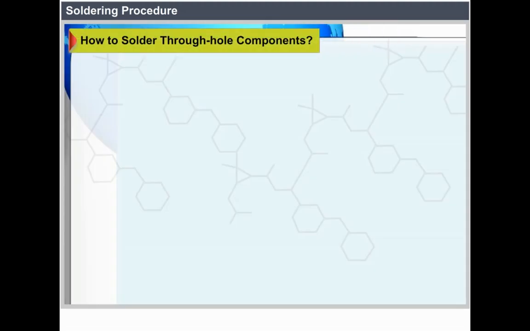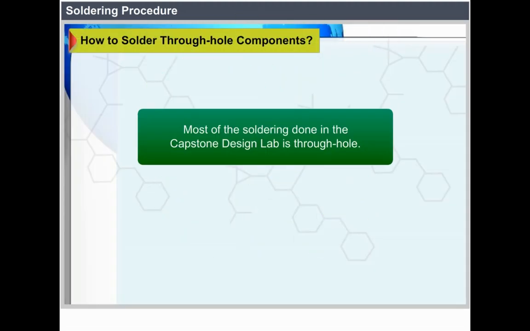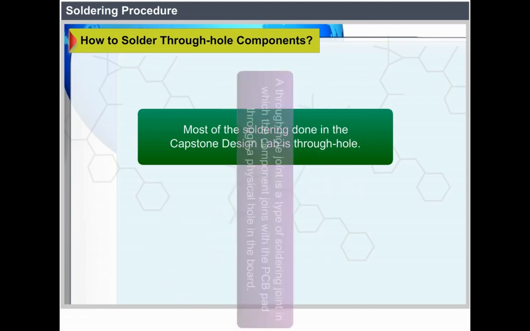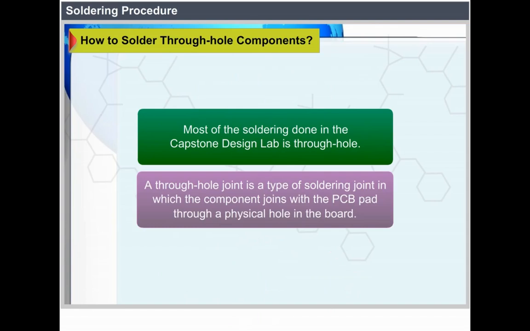How to solder through-hole components. Most of the soldering done in the capstone design lab is through-hole. A through-hole joint is a type of soldering joint in which the components join with the PCB pad through a physical hole in the board.